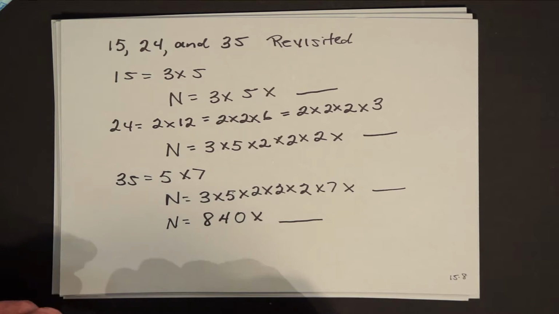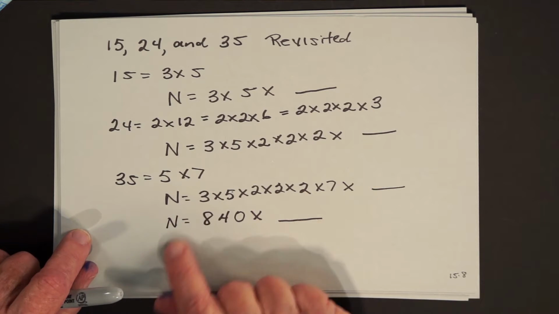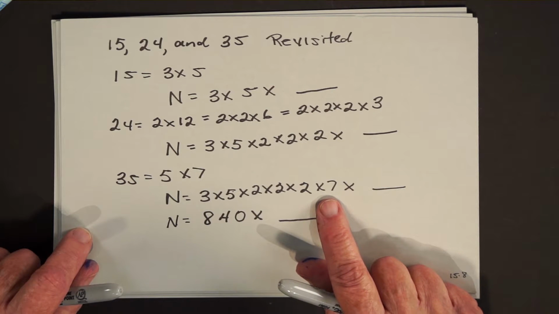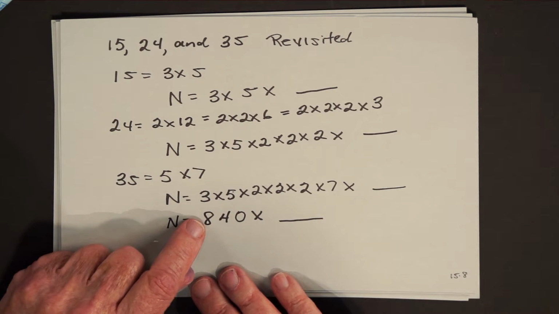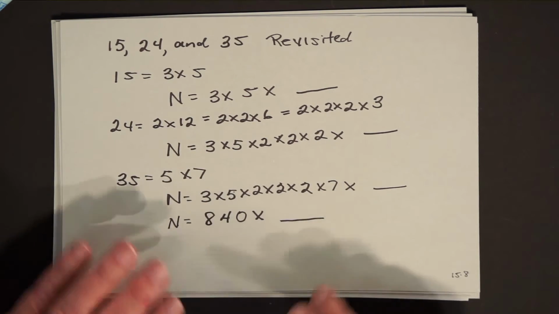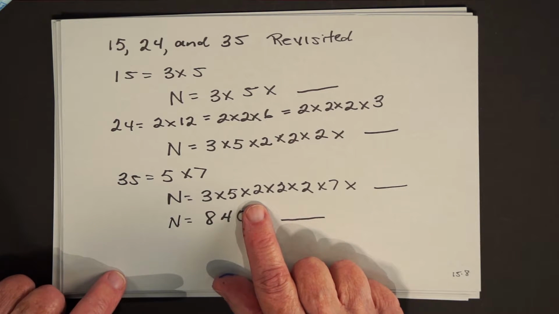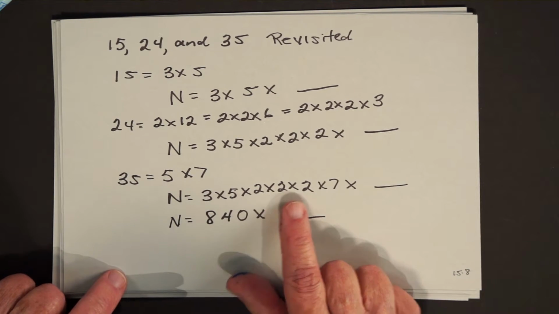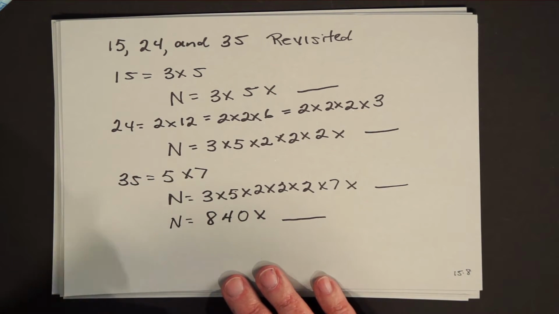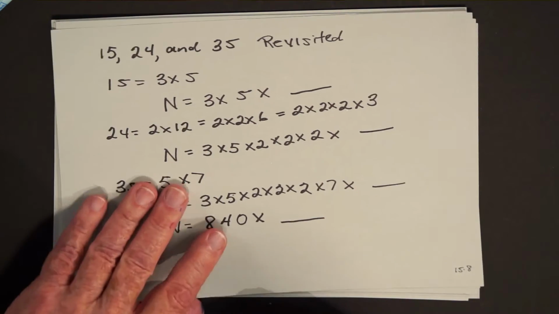What do I need for it to be divisible by 35? I need a 5 and a 7. I already have the 5, so the only other factor I need is a 7. So the number I'm looking for has to be 3 times 5 times 2 times 2 times 2 times 7 times whatever, any number you want. 3 times 5 is 15, times 2 is 30, times 2 is 60, times 2 is 120, times 7 is 840. So the smallest common multiple of 15, 24, and 35 is 840.